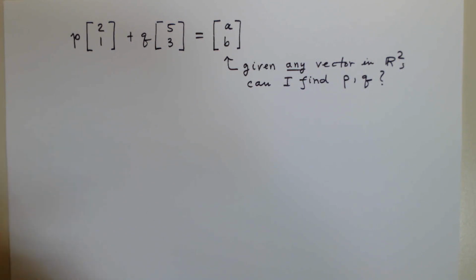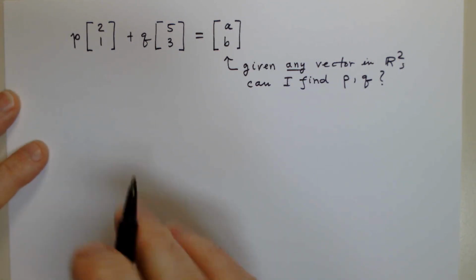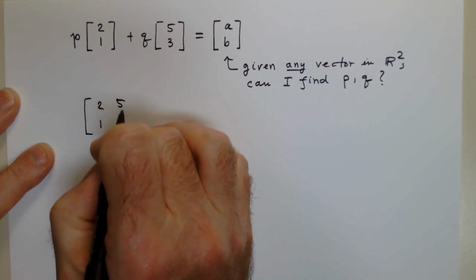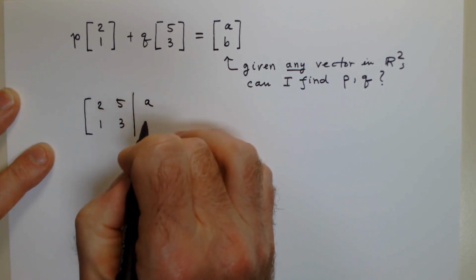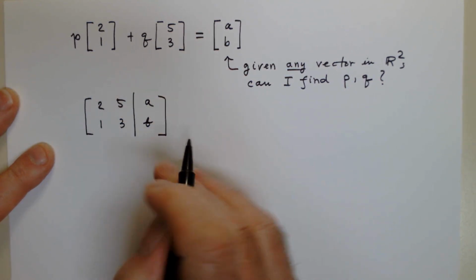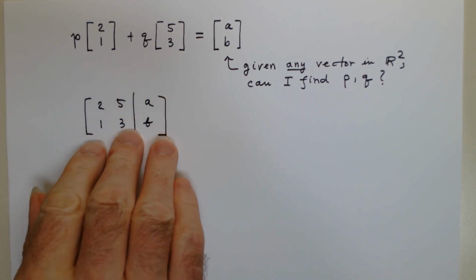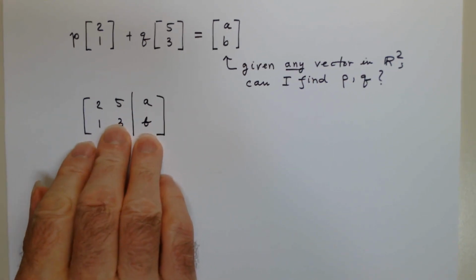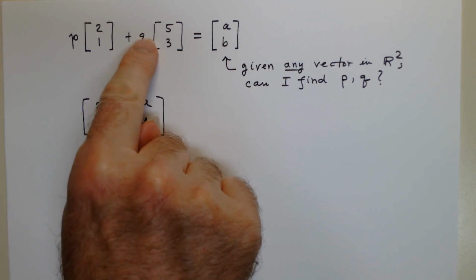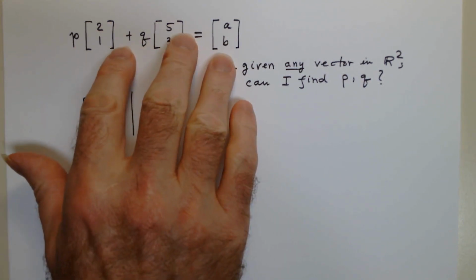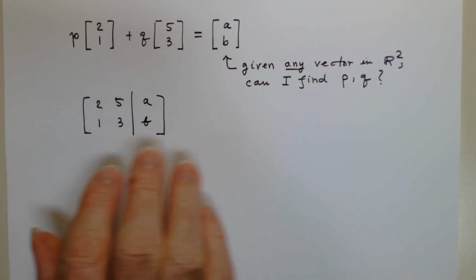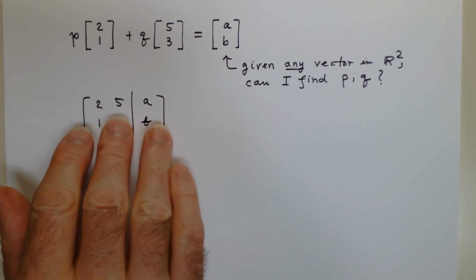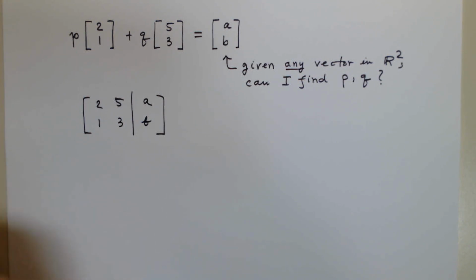Now we know from our work that we can simply form an augmented system and check to see if it's consistent. If this system is consistent for all choices of a and b, then that means there's always a way to find p and q to solve this problem, and we can span all of R2. But if there are some choices of a and b for which this is inconsistent, then it can't be done. Okay, so let's go through the steps.